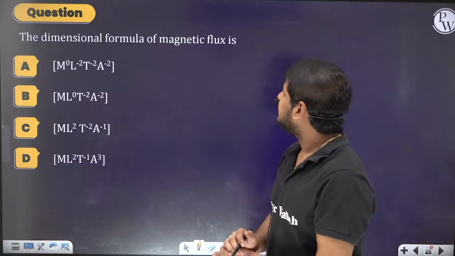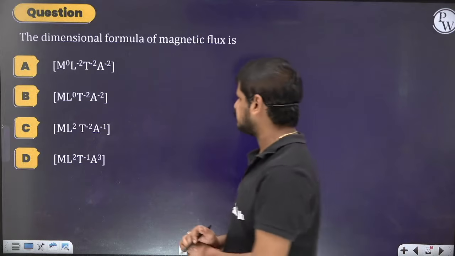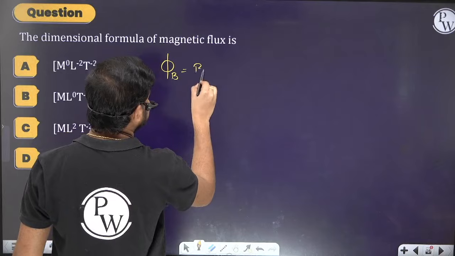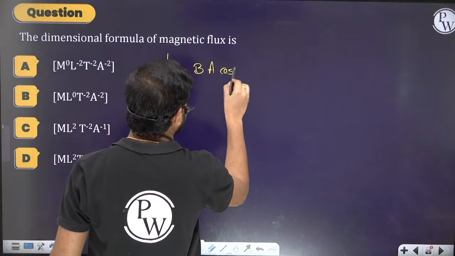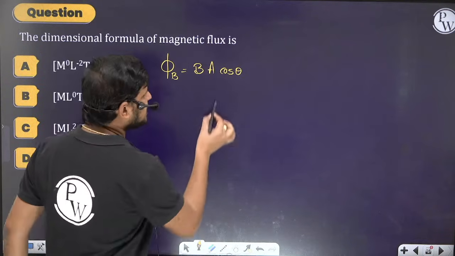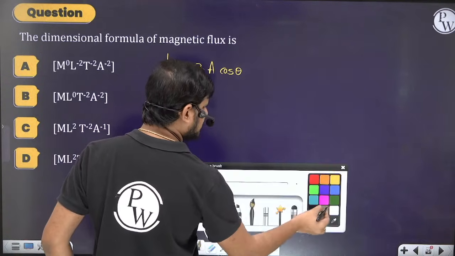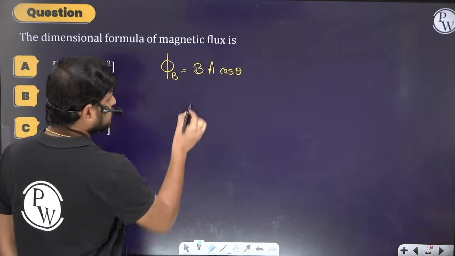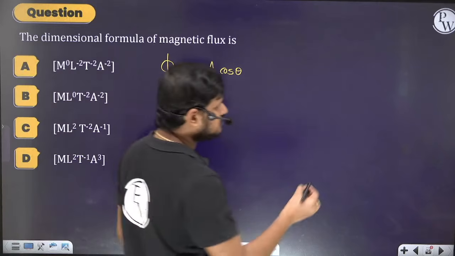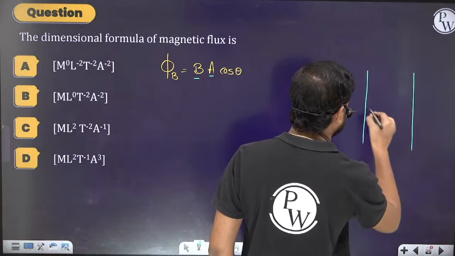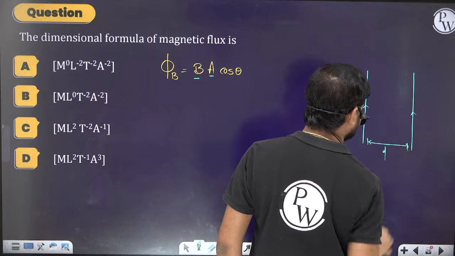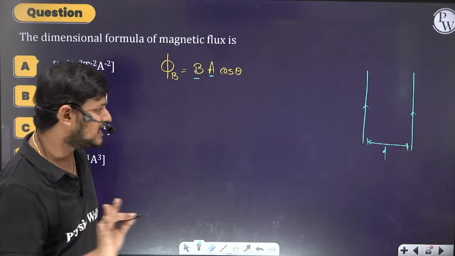Next, the dimension formula of magnetic flux. The magnetic flux phi B is given as B A cos theta, where B is the magnetic field and A is the area. Cos theta is a trigonometric term, so there is no need to go for its dimensions. Area we know, so from where do we get the magnetic field? You use this formula. This question you should take as homework, so I'll give you the hint.